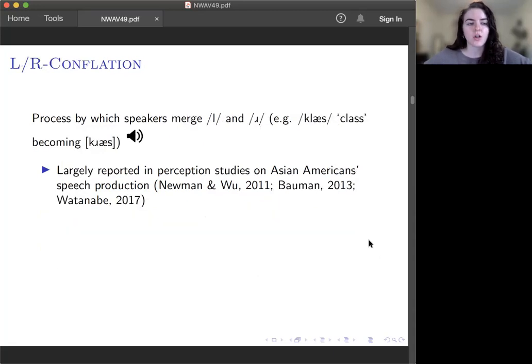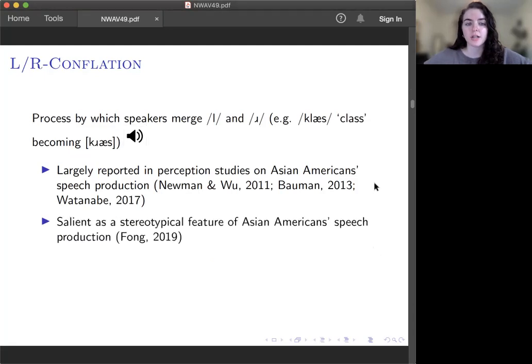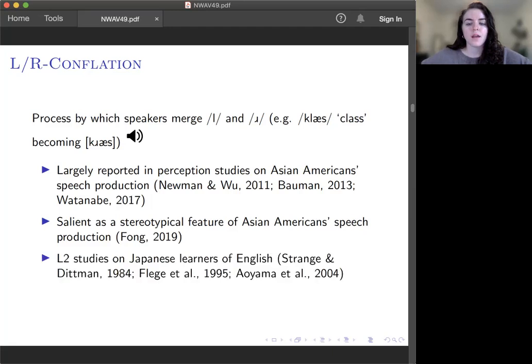Our final feature, LR conflation, is the process by which speakers will merge L and R, and that might occur in a context like this. Class. This is largely reported in perception studies on Asian American speech production, and it is highly salient as a stereotypical feature of Asian American speech and Asian accented English. This feature has also been studied extensively in the field of second language acquisition, particularly with Japanese learners of English.